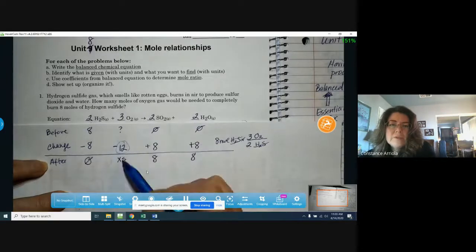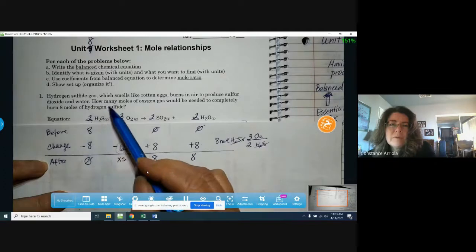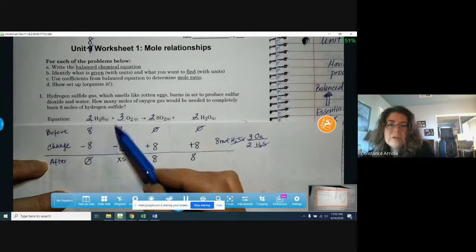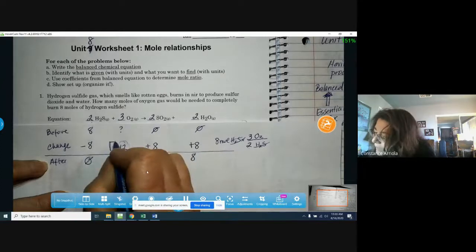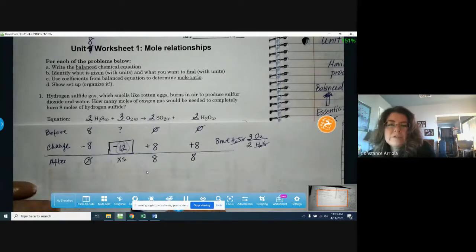Okay, and then now we're just going to go back and make sure that we answer the question that was given. How many moles of oxygen gas would be needed to completely burn 8 moles of hydrogen sulfide? That's this one right here. So we're going to block that in, and that's our answer.